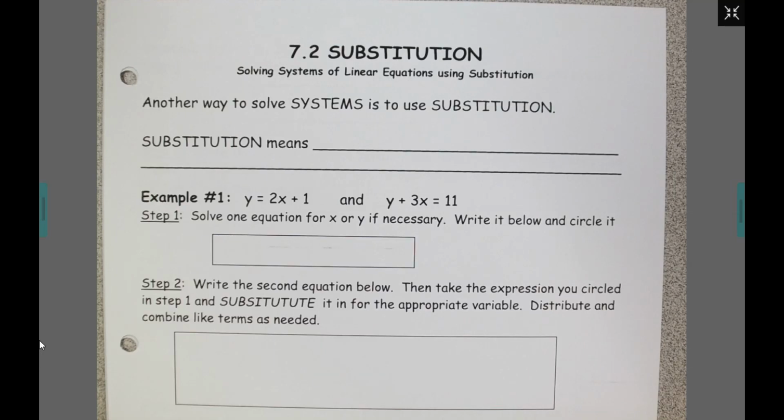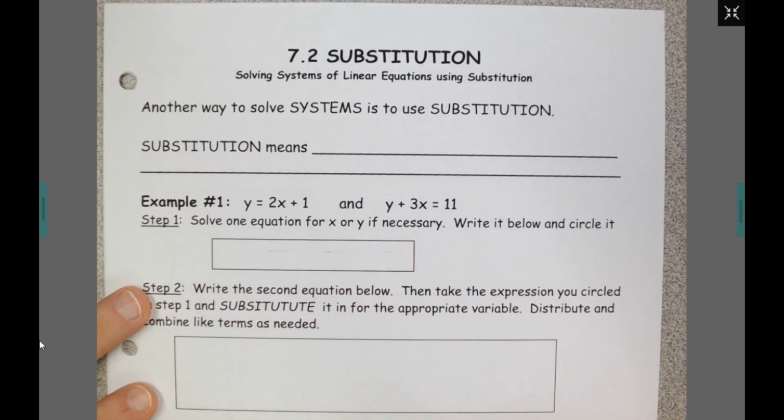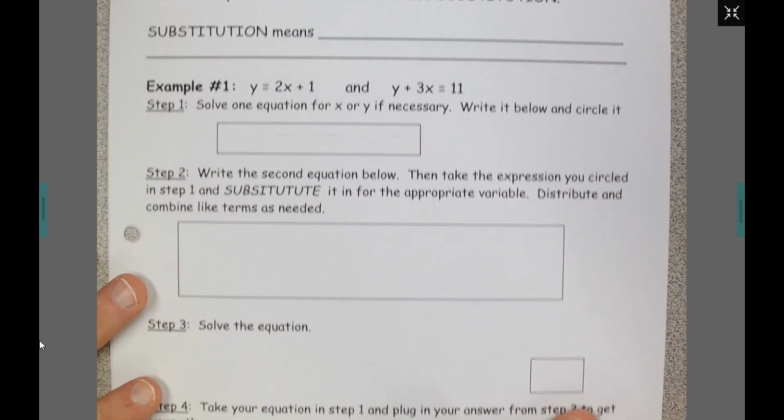Section 2 deals with solving systems by substitution. This is a different way to solve systems, another way instead of graphing. In my opinion, it's a lot better than graphing. We're going to skip the definition up here and just go straight into the steps.